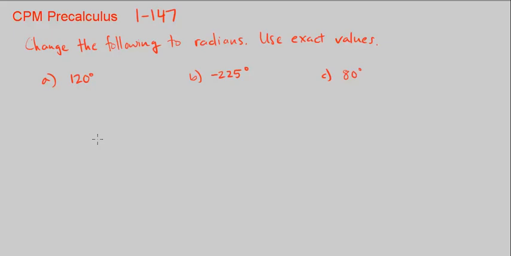This is CPM Precalculus, Chapter 1, number 147. Change the following to radians. Use exact values. Alright, so we're given 3 degree measurements and we want to change them to radians.